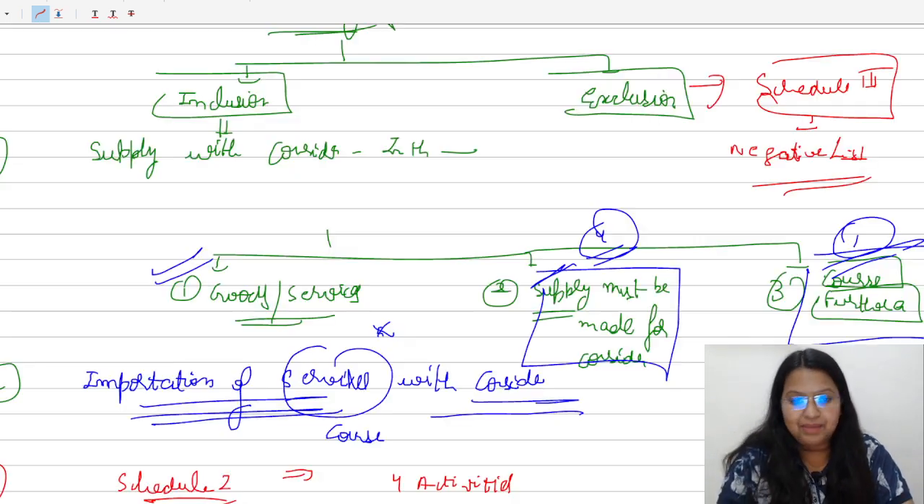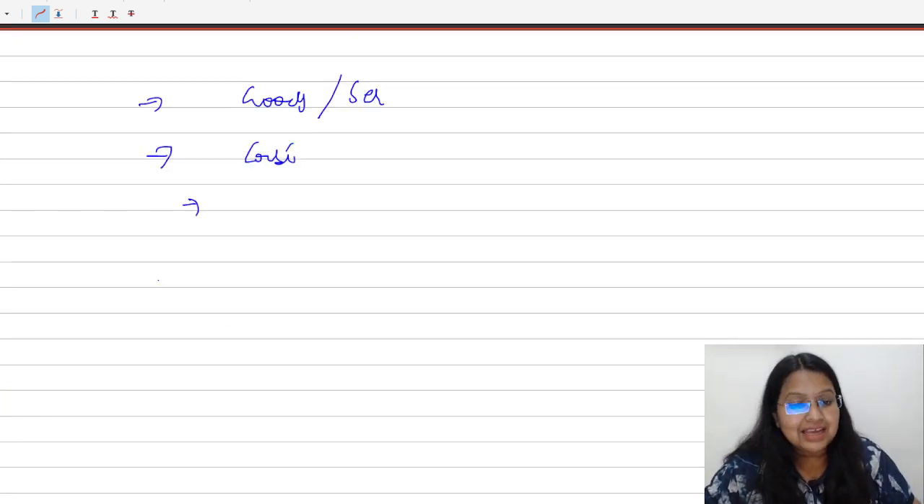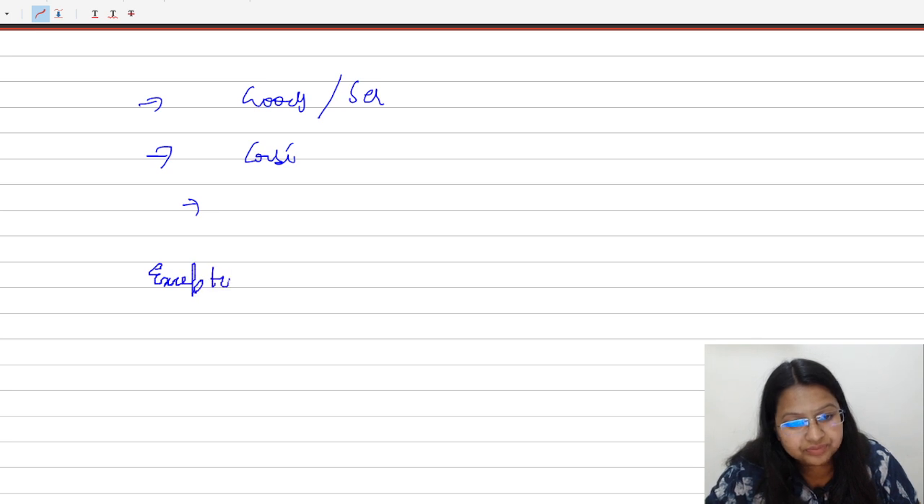I have mentioned here the second point, that is importation of services with consideration. Now students, this point specifies the exception of the third parameter.